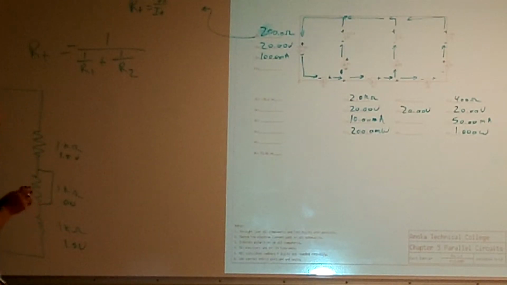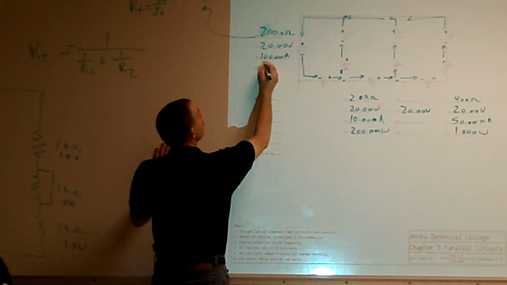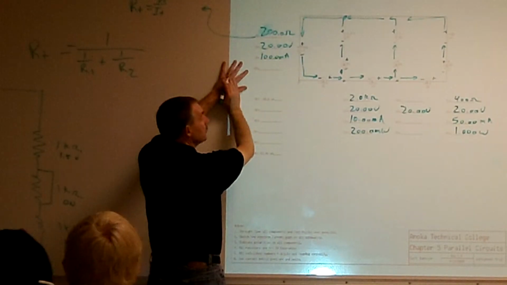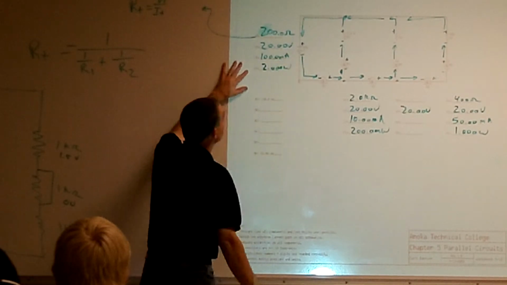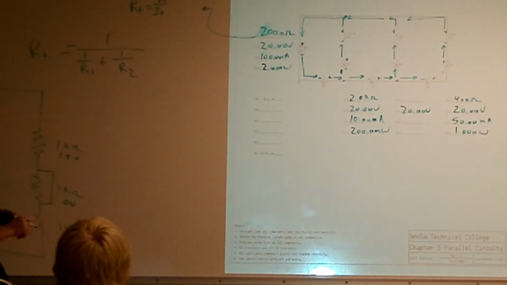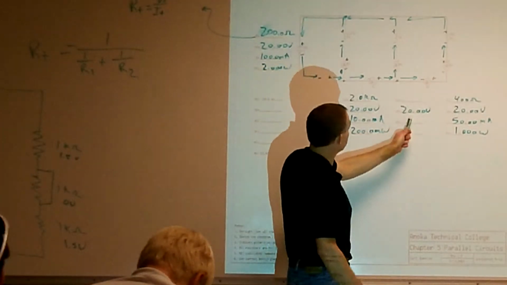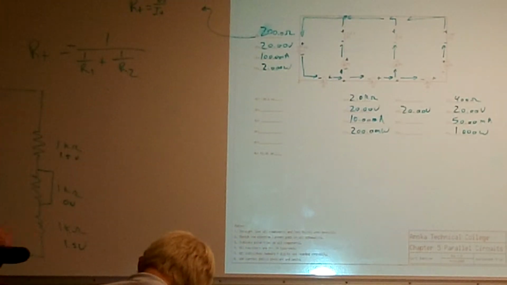Alright, so we got 200 ohms. We might as well finish it up. Then what's my total power going to be? 2 watts. Okay. So now we still only have one value for R2. We need to figure out the rest. There are several different ways that we could do it.